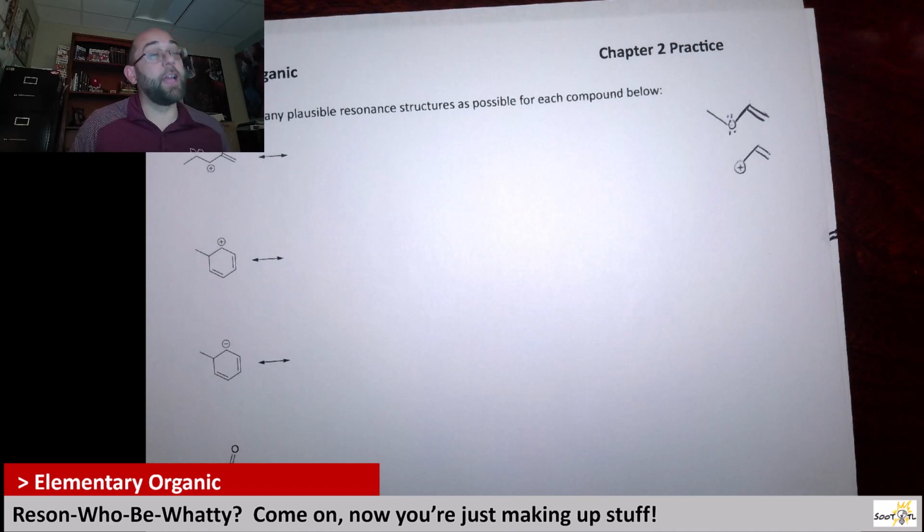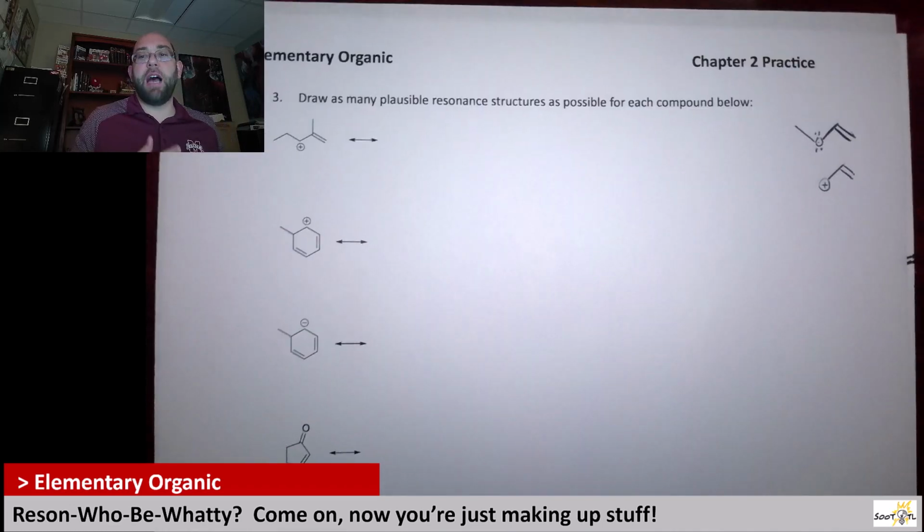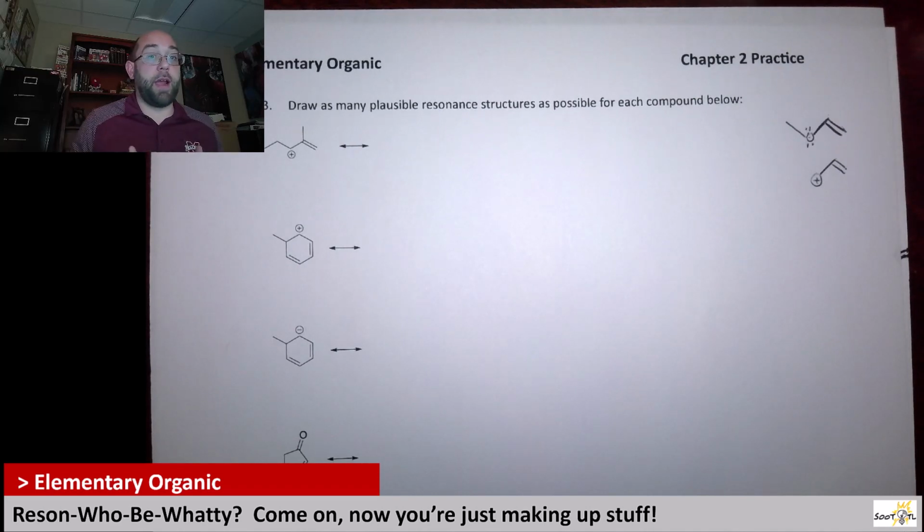that's a fun word to say. But anytime you see this type of motif, you're going to have the option of electrons being able to move around. And the whole point is we move from electron rich towards electron poor.